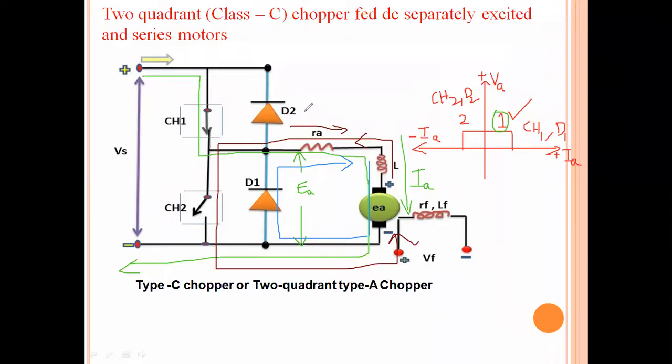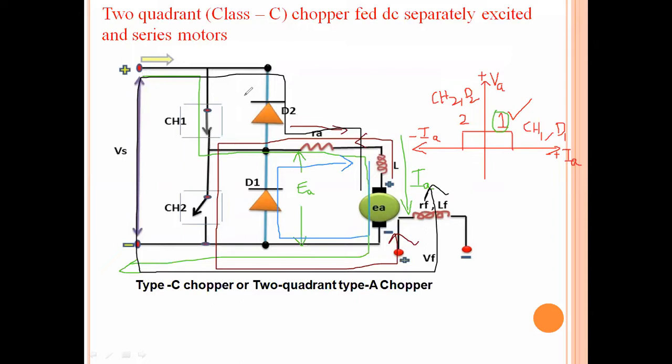Then what about diode D2? If switch 2 is turned off, switch 2 is removed now, let's see how D2 will conduct. Now the current will flow from inductor LA to D2, D2 to the supply terminal, and from the supply terminal to the motor back EMF, like this.